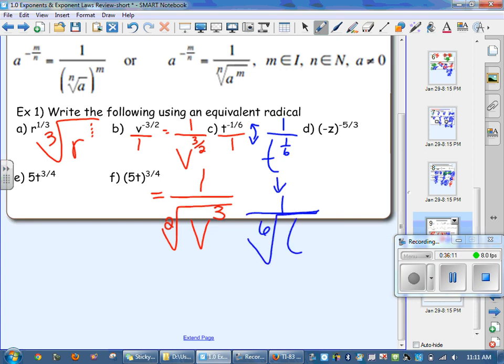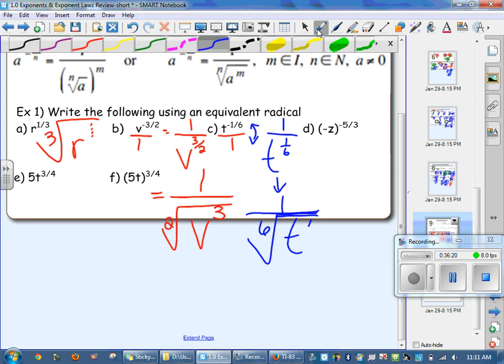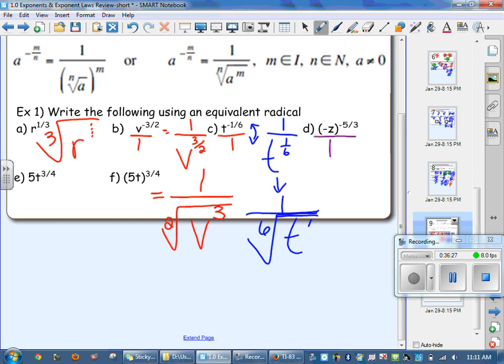Letter D, I have a negative base and a negative exponent. The negative base, when I flip it, still stays negative. The only thing that changes when you flip it is the actual exponent. He's the only thing that switches to positive. So this becomes 1 over negative z to the positive 5/3. Now I can put the 5/3 into a radical. This is going to give me 1 over cube root of negative z in brackets still to the 5th power.